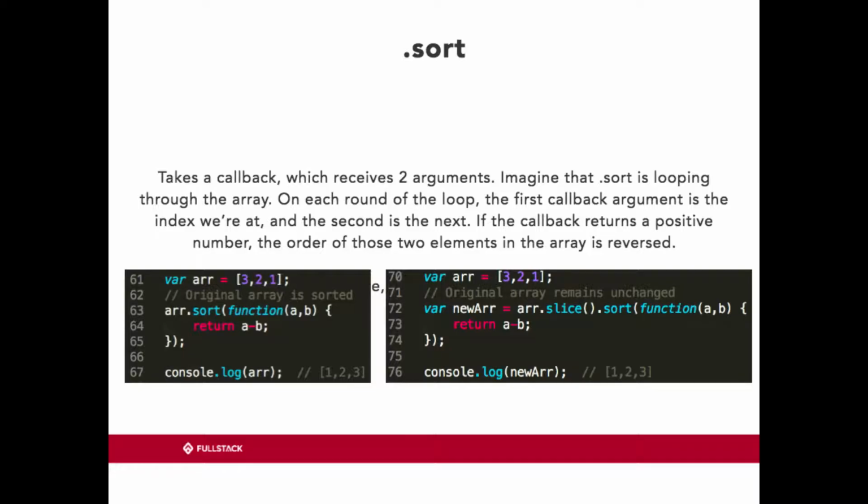But I'm not done yet, right? Now I shift my binoculars 1 over, and now I'm looking at indexes 1 and 2. What's index 1 now? The 3, right? Because I just switched it. And then what's index 2? 1. So I return 3 minus 1. Is that a positive number? Yeah. So that means those 2 are out of order as well, so I want to switch those. Okay? So now my array is going to look like 2, 1, 3.